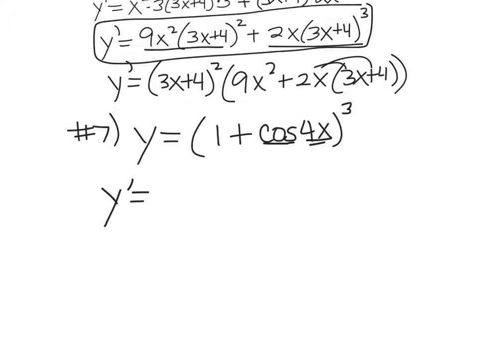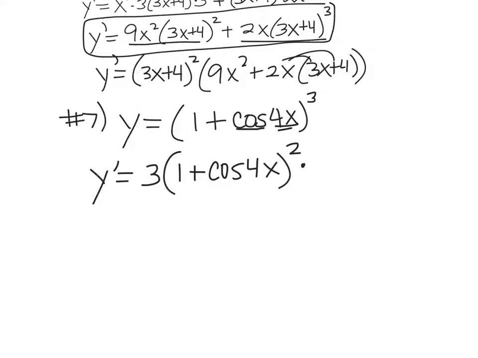First, start with the outer function. Bring that 3 down to the front, leaving the inside alone, and following through with the power rule by subtracting 1 from 3. Okay? We're all okay with that. The 3 moves to the front. Now times the derivative of the inside. Derivative of 1 is 0. The derivative of cosine of 4x is negative sine of 4x times 4.